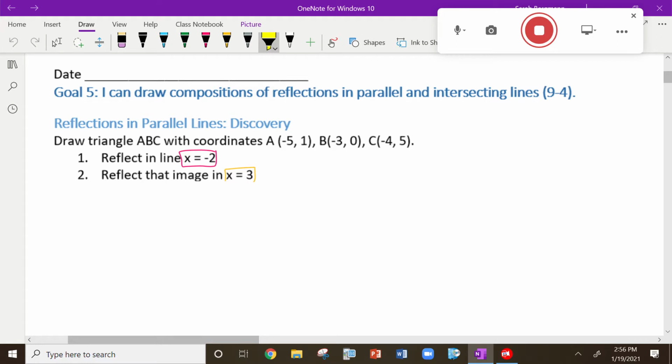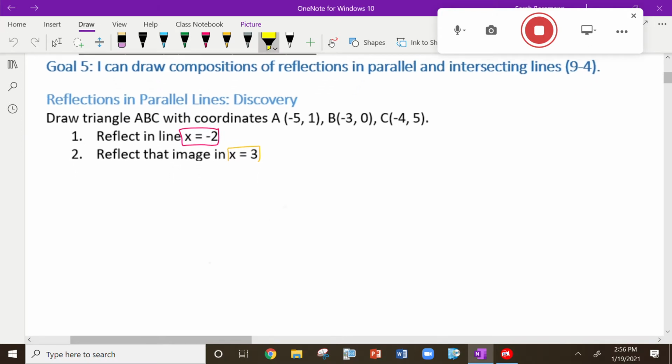Everyone, today I'm going to be teaching you how to draw compositions of reflections in parallel and intersecting lines. Remember, compositions means that we are putting multiple transformations together. In this case, we are going to put multiple reflections together, and we are going to be reflecting over parallel lines. So we'll do multiple reflections over parallel lines, and then we'll do an example where we reflect over different intersecting lines.